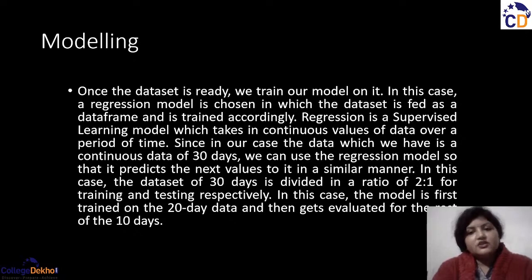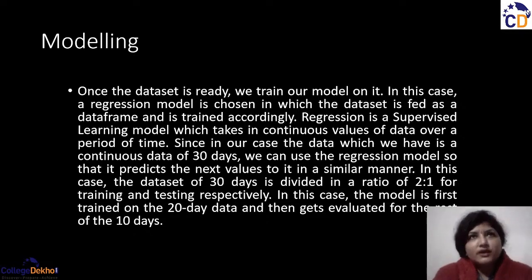regression. Regression is a supervised learning model which takes in continuous values of data over a period of time. So I told you it works on values. So that means continuous values of data over a period of time. Since in our case the data which we have is a continuous data of the last 30 days.